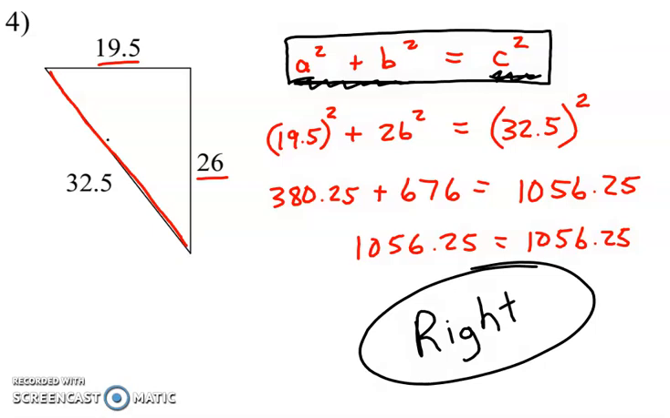And if you wanted to, you could identify back across from the hypotenuse is where you would find that right angle.